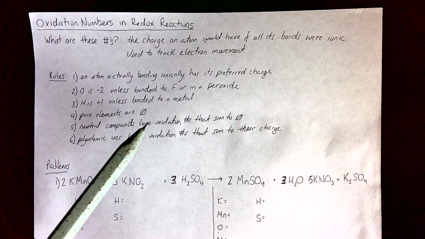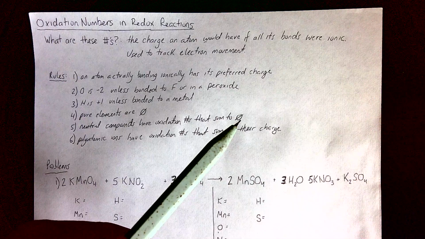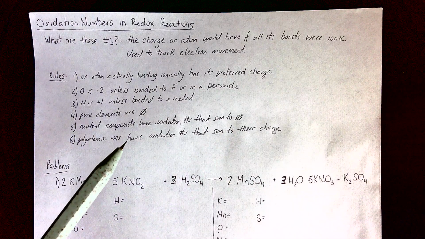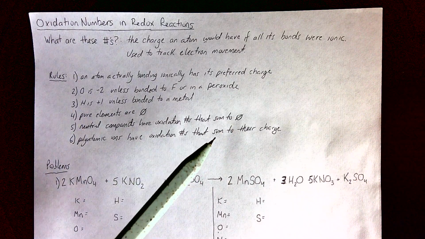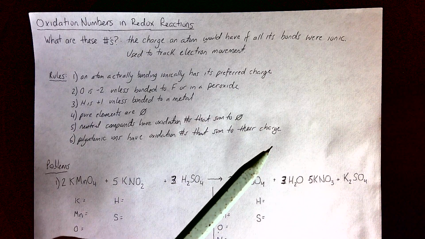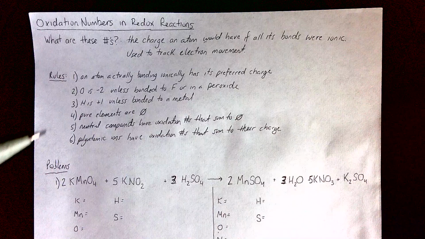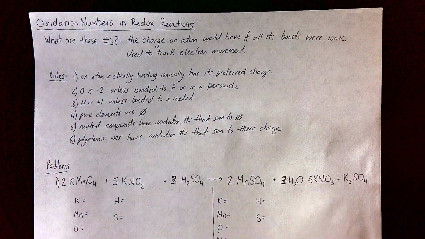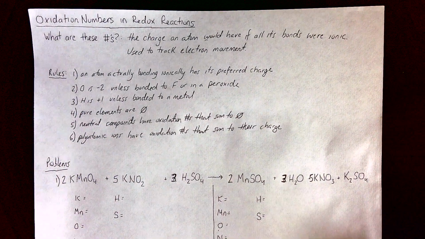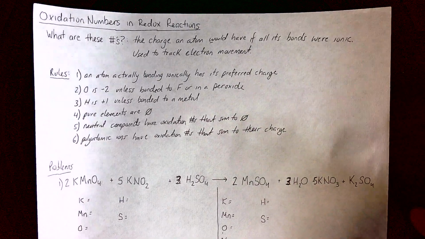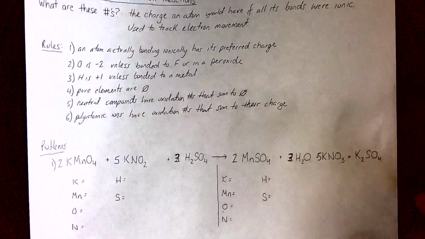Neutral compounds have oxidation numbers that sum to 0, and polyatomic ions have oxidation numbers that sum to their charge. Now, these rules are going to require you to do a little bit of review, but once you get them down, these problems will start going pretty quick, and I want to show you 3 of them to get started.